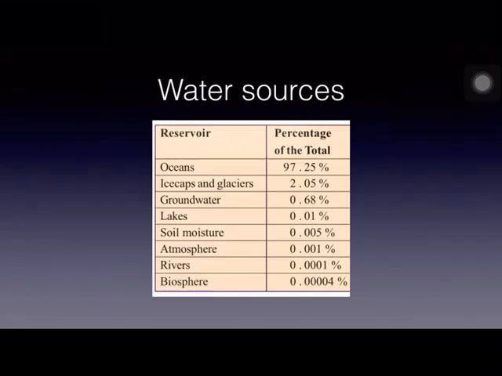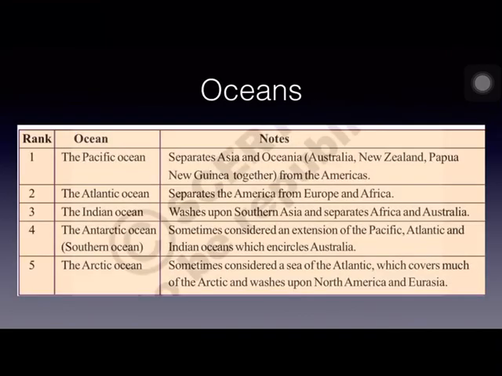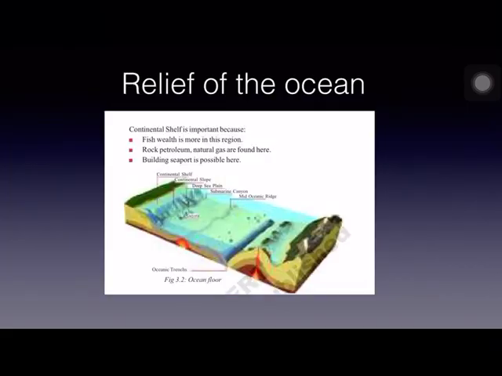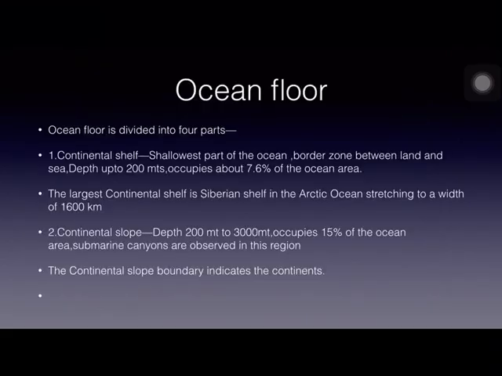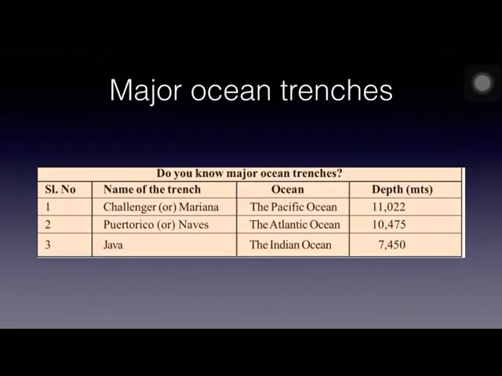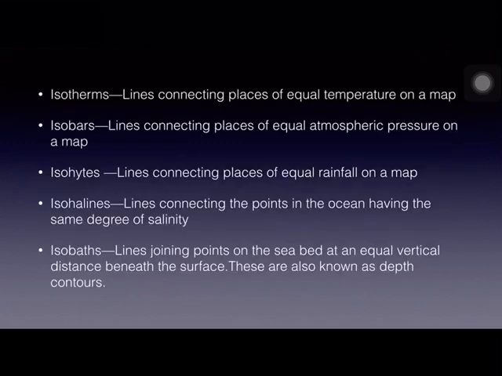And we learnt about the water resources, oceans, the features of ocean floor, relief features of the ocean, that is continental shelf, continental slope, deep sea plain, ocean deep. And we also learnt about the major ocean trenches, the deepest points of the oceans, and the definitions of isotherms, isobars, isohydrates, isohalines. This is what we learnt in the previous part of the lesson.